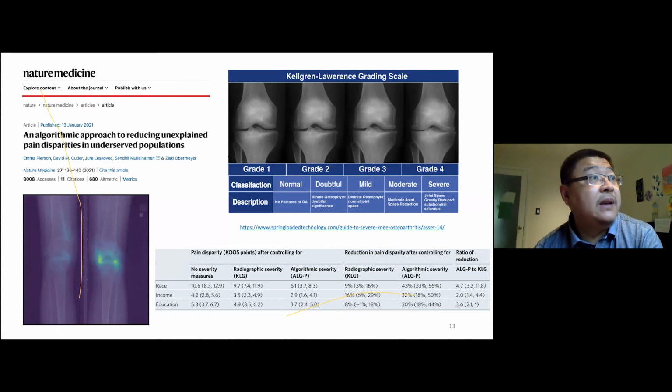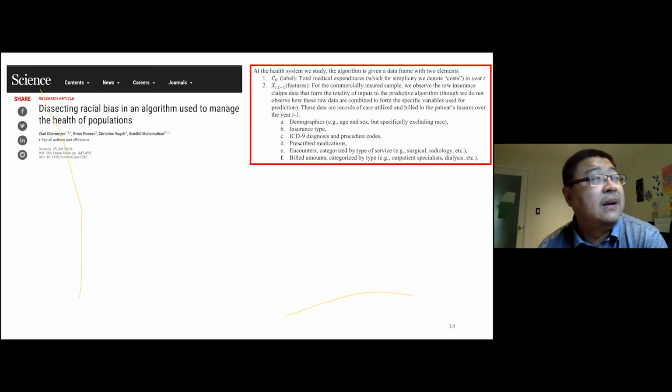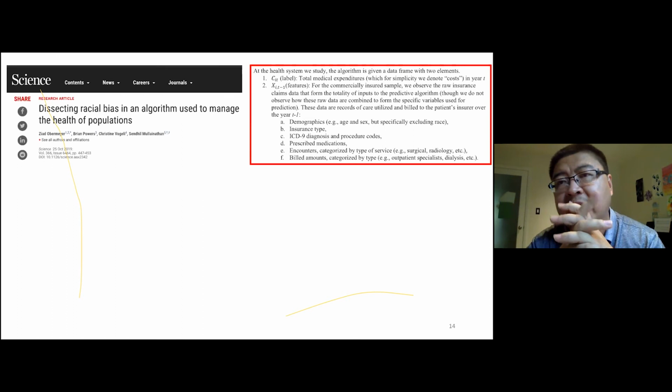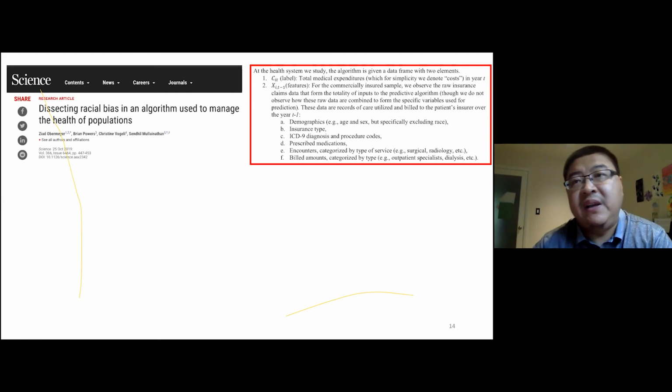So there is another science paper from 2019. Anyway, they talk about a widely used algorithm in the insurance industry to determine the eligibility of certain patients for a specific healthcare management program. They use factors, these A, B, C, D, E, F, captured in the last year to predict potential healthcare expenditure this year, and use that to determine if the patient is going to be eligible for the program or not.